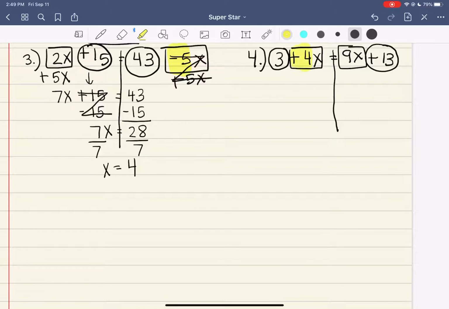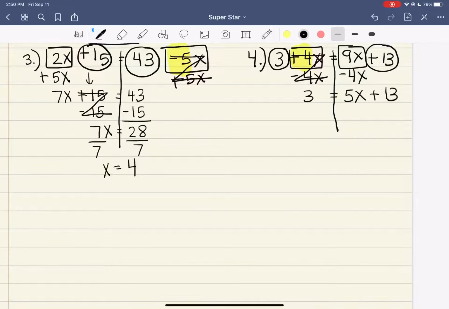So our least coefficient is going to be this 4. So it's a positive 4, and that will put us with subtracting 4x from each side. So 4x minus 4x is going to be 0. So we're going to rewrite our equation as follows. So 3 will come down, equals 9x minus 4x is going to be 5x, and we still have that plus 13.